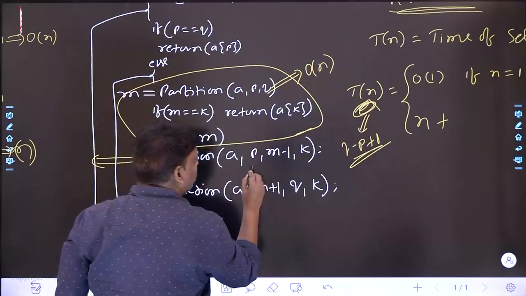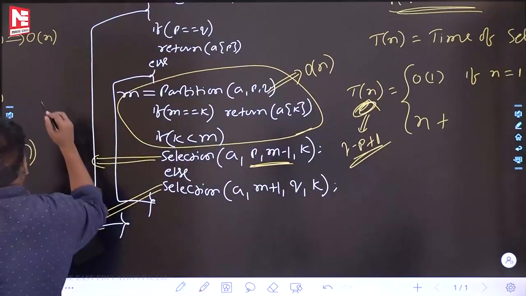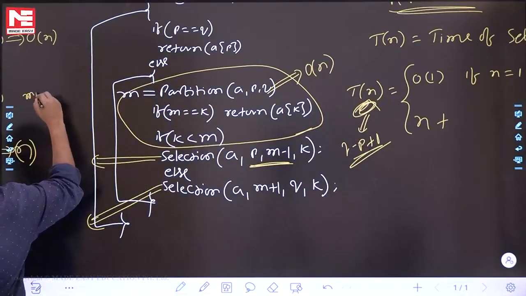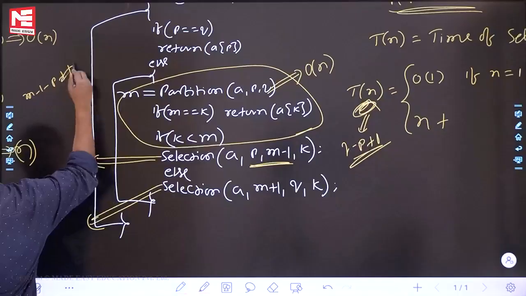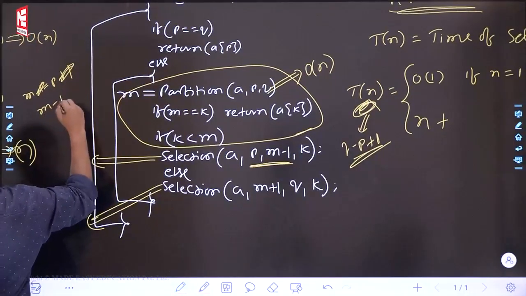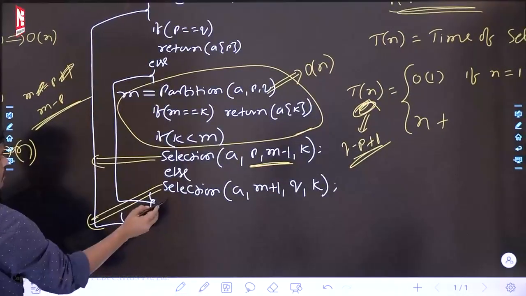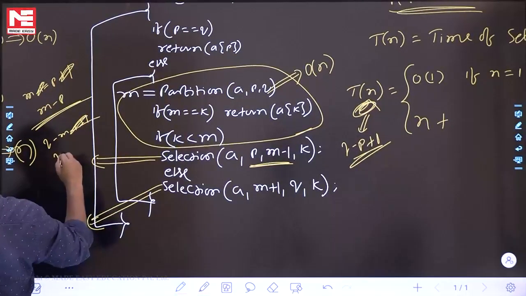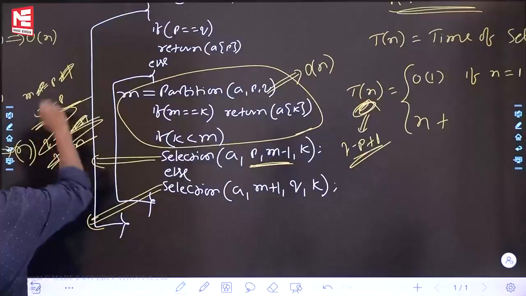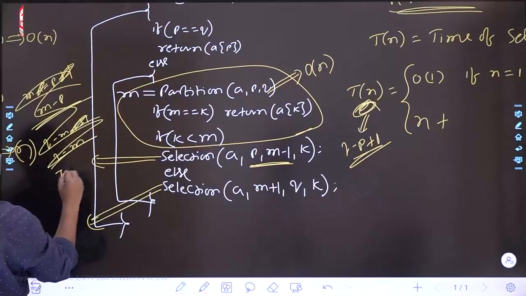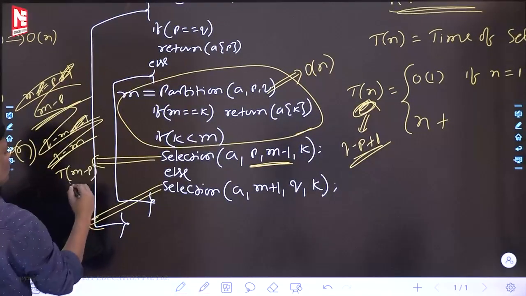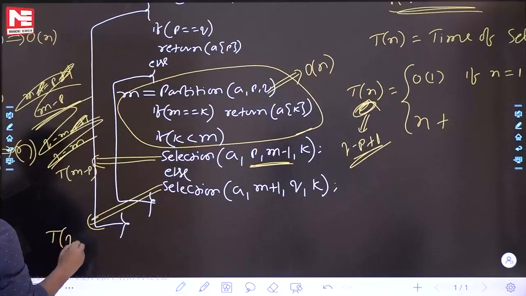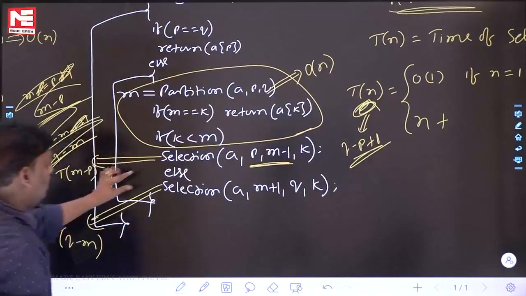Actual one, how many elements from P to m minus 1? You know that formula: m minus 1 minus P plus 1. Both are cancelled, so m minus P will be there. Right hand side, how many elements are there? Q minus m minus 1 plus 1. Both are cancelled, Q minus m. Let's see this. I am writing. This will go to T of m minus P. Please check, this is T of Q minus m. But only one side, else part.